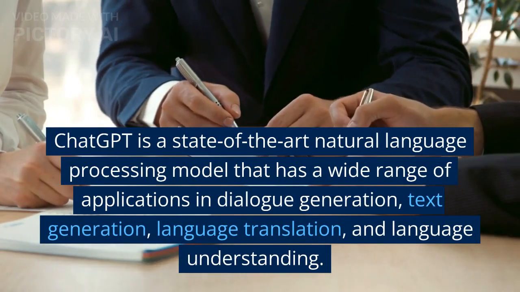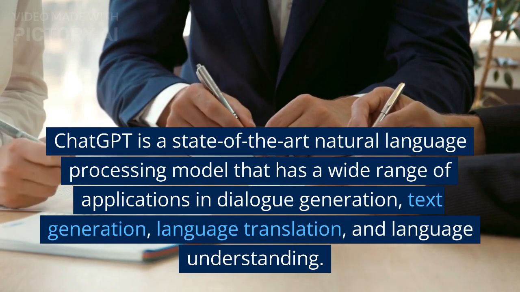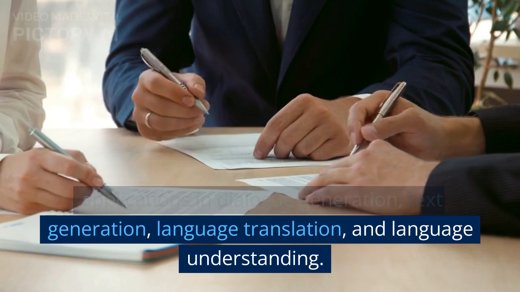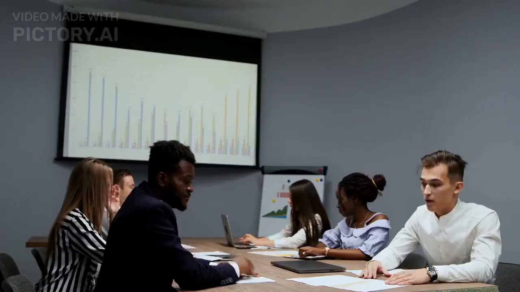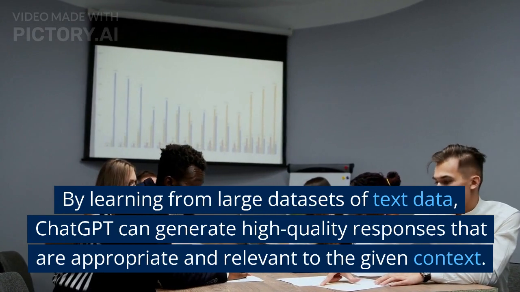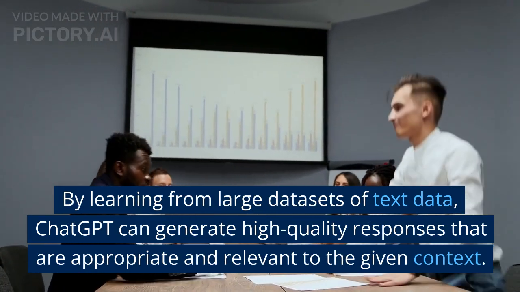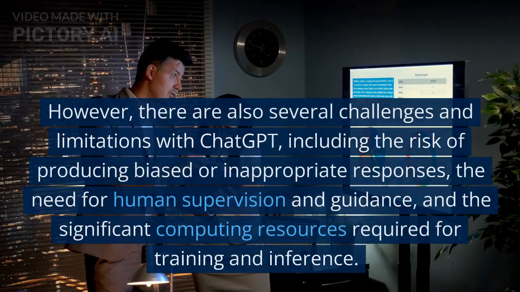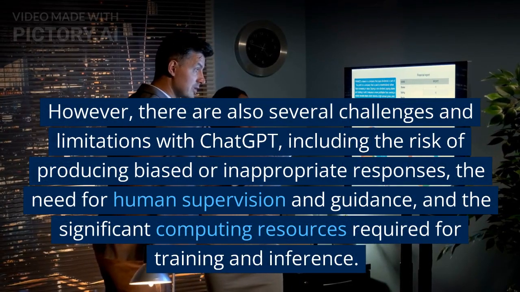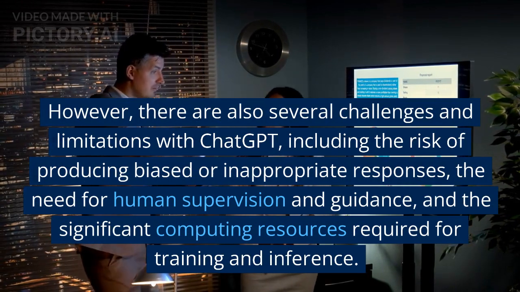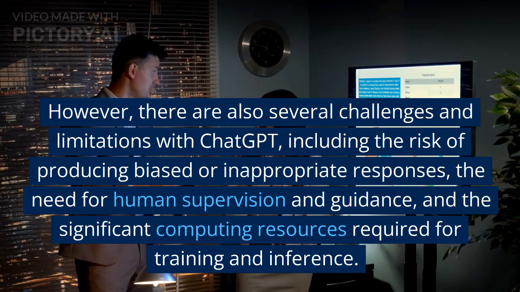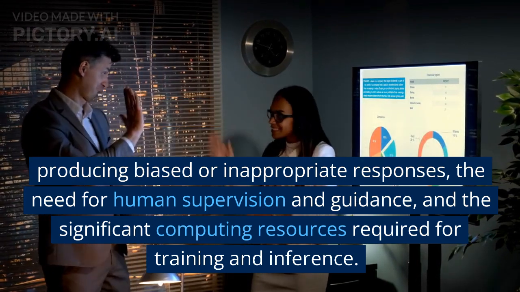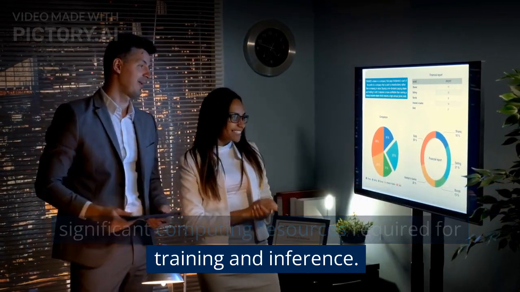Conclusion. ChatGPT is a state-of-the-art natural language processing model that has a wide range of applications in dialogue generation, text generation, language translation, and language understanding. By learning from large datasets of text data, ChatGPT can generate high-quality responses that are appropriate and relevant to the given context. However, there are also several challenges and limitations with ChatGPT, including the risk of producing biased or inappropriate responses, the need for human supervision and guidance, and the significant computing resources required for training and inference.